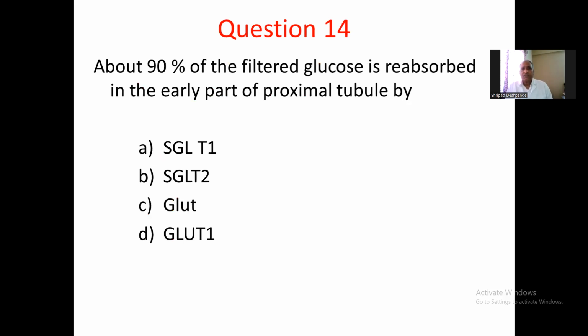Question number 14. About 90% of the filtered glucose is reabsorbed in the early part of proximal tubule by A, SGLT1, B, SGLT2, C, GLUT, D, GLUT1. In renal tubule, the transporter present is SGLT2. Hence, the correct response is SGLT2. SGLT1 is present in the intestine. GLUT transporters are present elsewhere. The correct response is SGLT2.